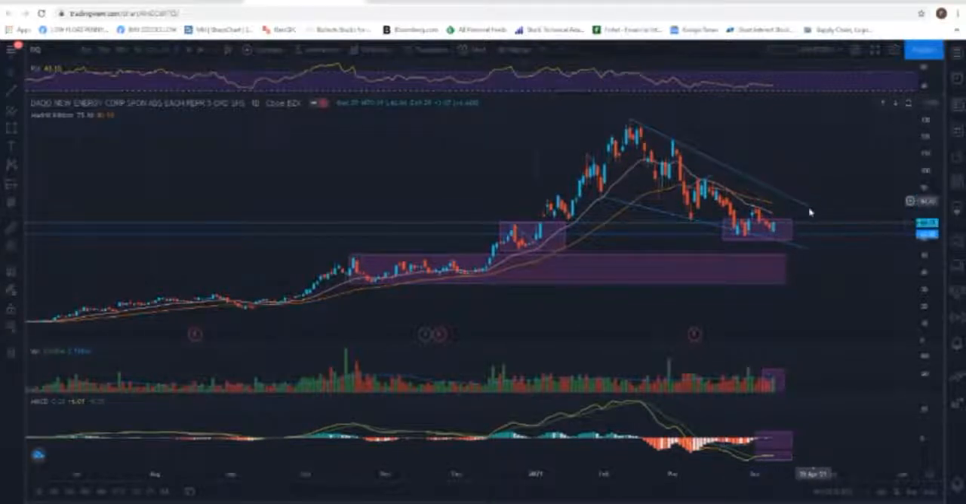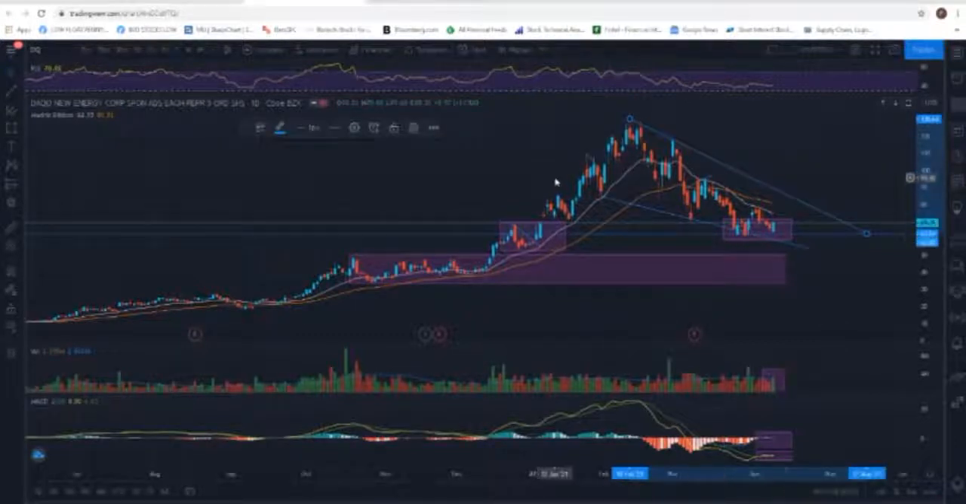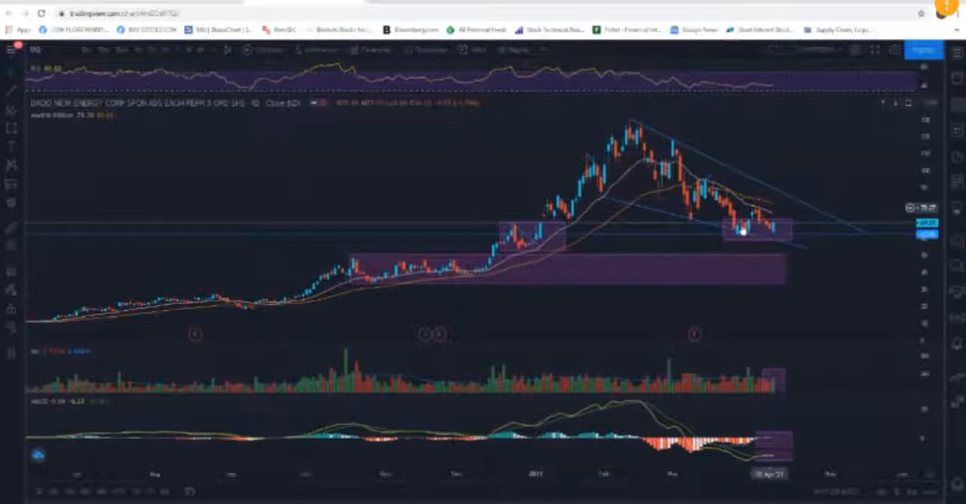So I would be really keen to start watching this company, starting to break this trend line on the upper side and resume the trend, okay? This is the area that I want to start looking at. And then what are we going to do?